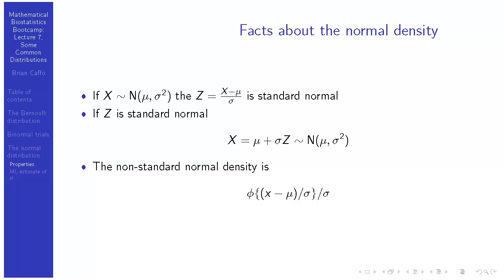Another interesting fact is that the non-standard normal density can just be obtained by plugging into the standard normal density. If you take the standard normal density, phi, and instead of just plugging in Z, you plug in X minus mu over sigma, and then divide the whole thing by sigma, then that is exactly the non-standard normal density. And just as an interesting aside, here mu is a shift parameter. So all mu does is shift the distribution to the left or the right, just like whenever you subtract a constant from an argument in a mathematical function, it's just moving the function to the left and the right.